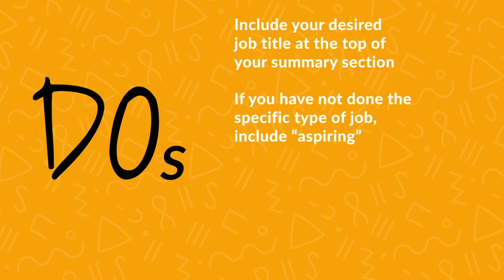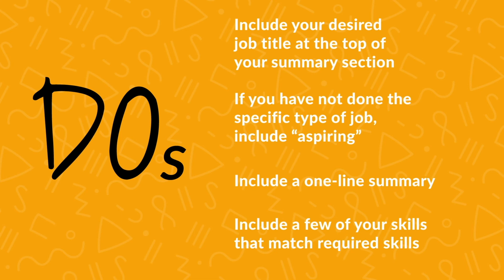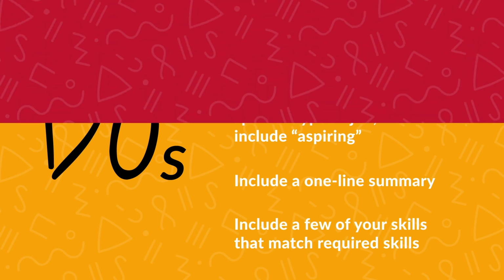If you have not done the specific type of job you are applying for, include aspiring in your desired job title. For example, if you are a nursing student who has not graduated from college yet, your resume could include aspiring nurse. Do include a one-line summary that describes the job you want. You can get this information from the job description for the position you are applying for. Do include a few of your skills that match the required skills listed on the job description.